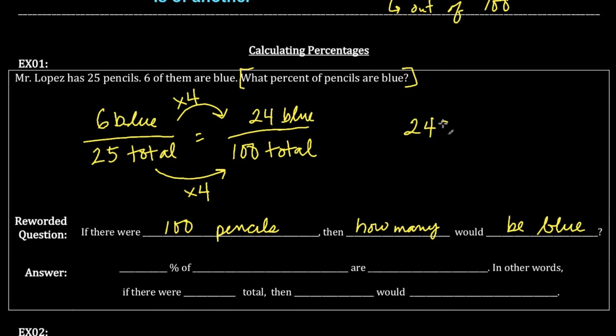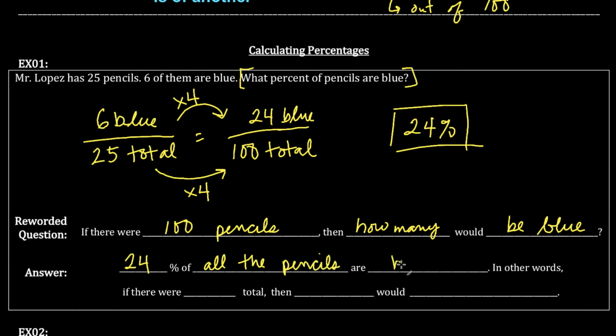So this is our answer right here: 24%. So 24% of all the pencils are blue. In other words, if there were 100 total, then 24 would be blue.